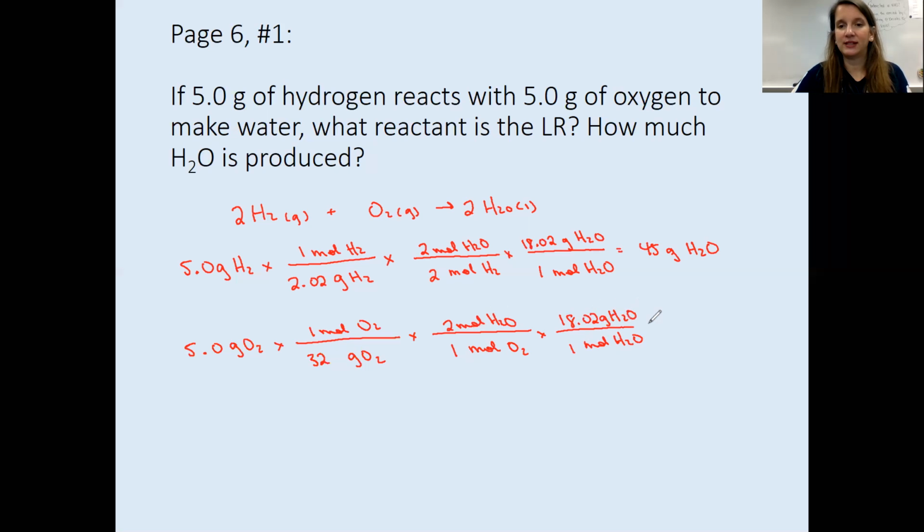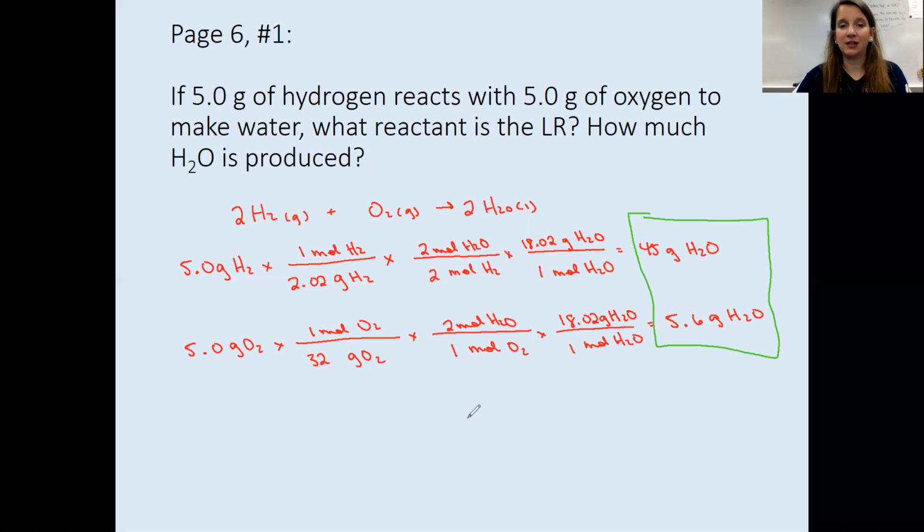So I have to go to the same place. I have to take both of these stoichiometry conversions to the same location. In this case, grams of water. So I calculate how many grams of water the oxygen should produce, and that should be 5.6 grams. Once you do both of these stoichiometry conversions, you're going to compare these 2 values here. You're going to compare the 2 that were produced by each of the reactants to see which one was the limiting. Which one are you going to run out of first? Well, hydrogen can make 45 grams of water, but oxygen can only make 5.6 grams of water.